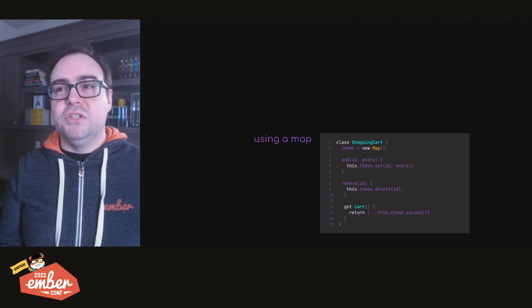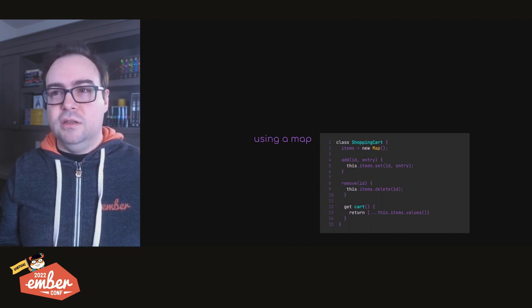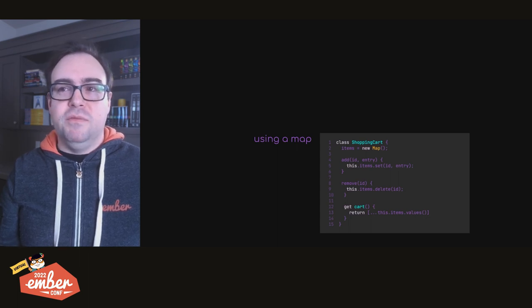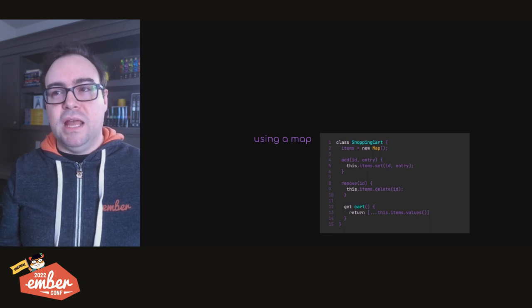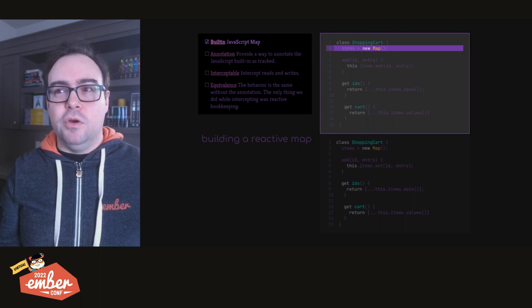I made a simple example of a shopping cart class that uses a map internally. It lets you add and remove shopping cart entries and get all the items as a cart. Pretty vanilla stuff. Now we'd like to make it reactive, so I can loop over the cart in a template and have it automatically update when I add or remove items. Step one is pretty straightforward. We're turning a JavaScript map into a reactive map.